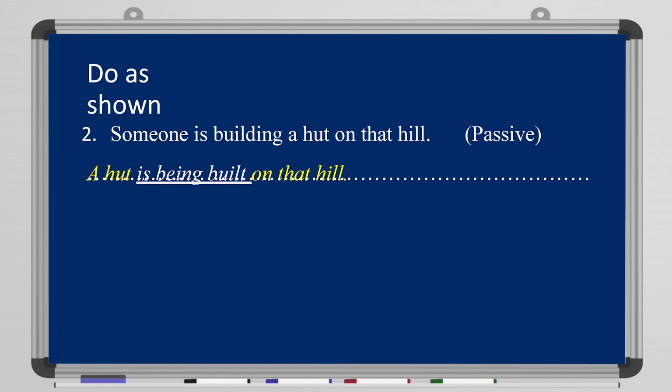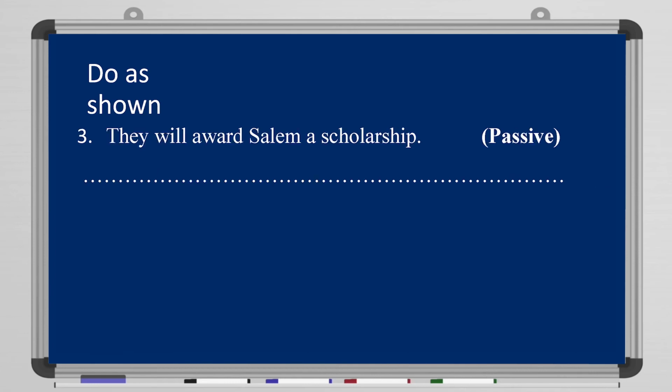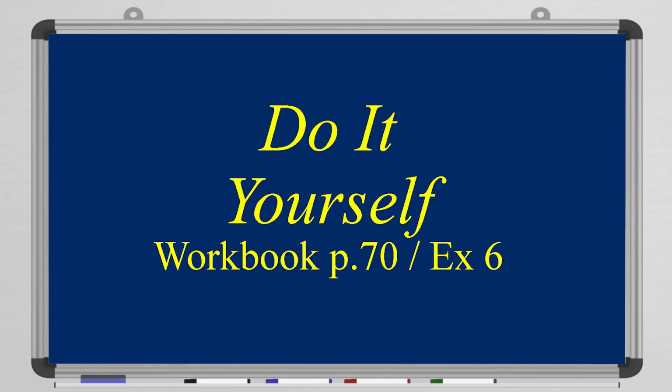Very good, excellent. Question number 3, they will award Salim with a scholarship. So what's the answer? A scholarship will be awarded to Salim. Very good. What I want you to do is to do exercise 6 on page number 70 in your workbook. It is all about passive and changing the verbs into passive.